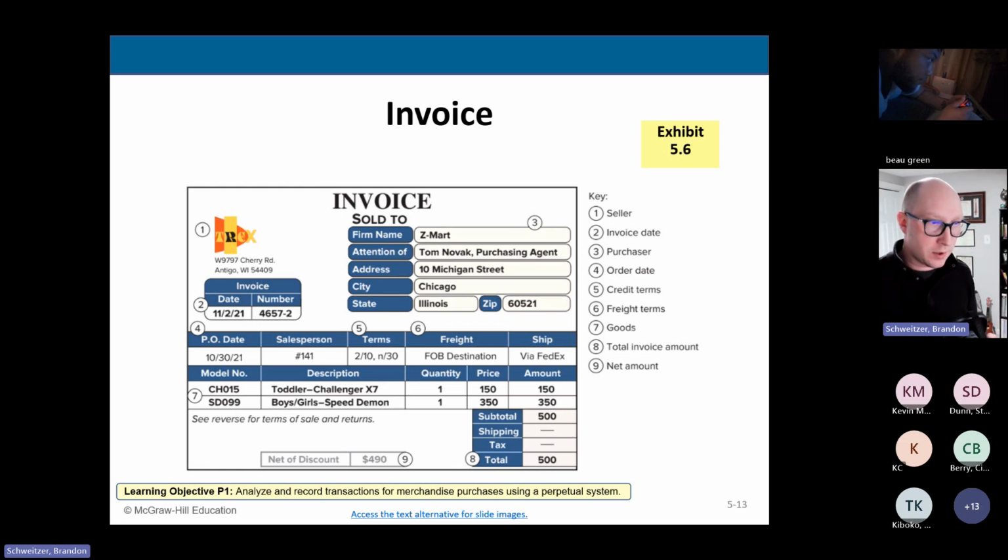The freight terms tell us who's responsible for the merchandise while it's in transit. Okay. Now, it could either be the seller who is responsible for the merchandise while it's in transit, or the buyer. It depends on the freight terms. Free on board destination, from what I remember, implies that the seller is responsible for the merchandise while it's in transit. Otherwise, it'll be free on board shipping point. Free on board shipping point means that the buyer is responsible for the merchandise while it's in transit. Okay? That's important for insurance reasons of the merchandise while it's being transported.